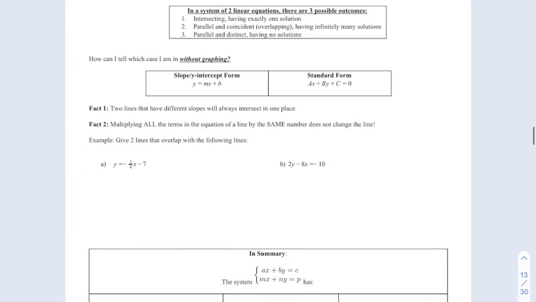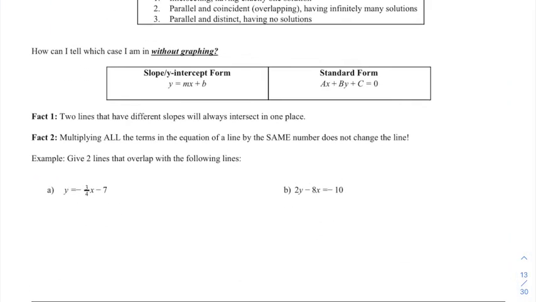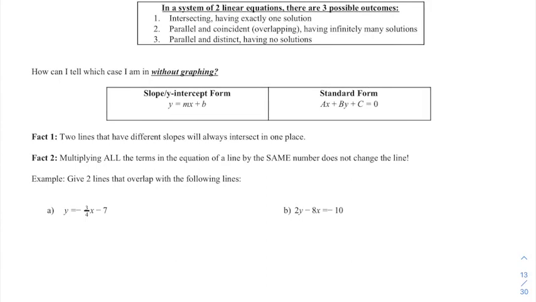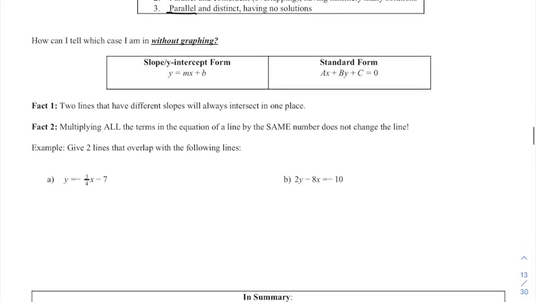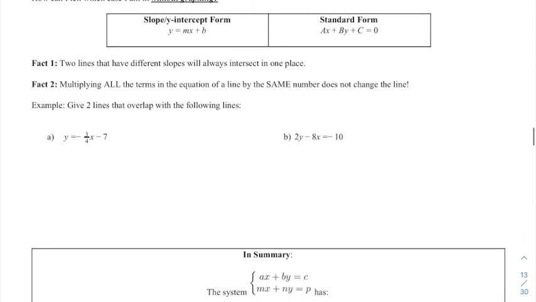Okay, so in summary, in a system of 2 linear equations, there are 3 possible outcomes: intersecting, having 1 solution; parallel, overlapping, infinitely many; and parallel and distinct, or we said we can just call this parallel, having no solutions. So now we're moving into the zone where we want to try to do this without having a graph.